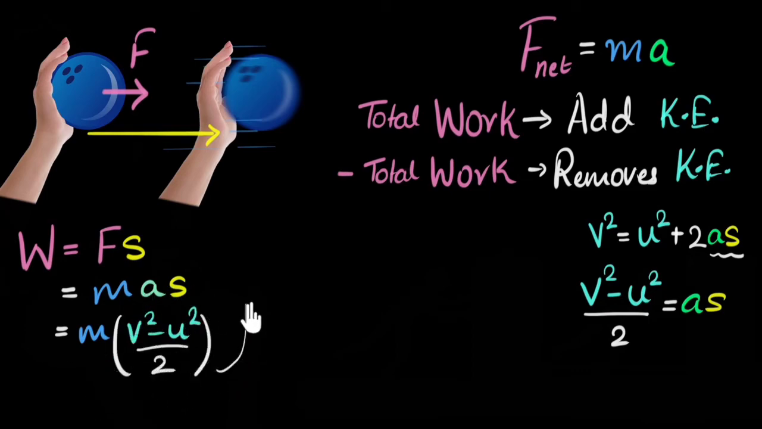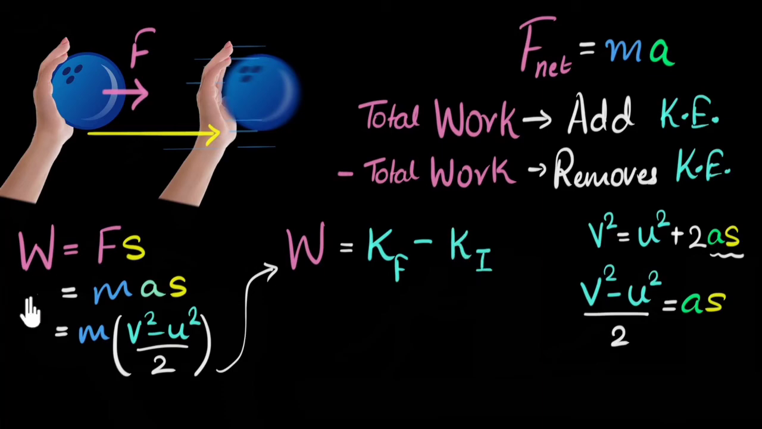And now if I open up that bracket, see what I end up with. Left hand side is work, and that equals mv squared by 2. What is mv squared by 2? That's the kinetic energy, final kinetic energy. So we can call it the final kinetic energy, minus mu squared by 2. What is mu squared by 2? That will be the kinetic energy initially, before I started pushing it. And this is the work energy theorem mathematically.